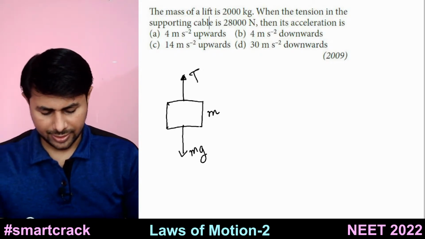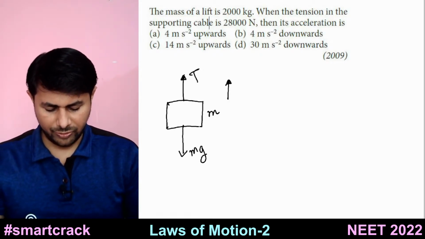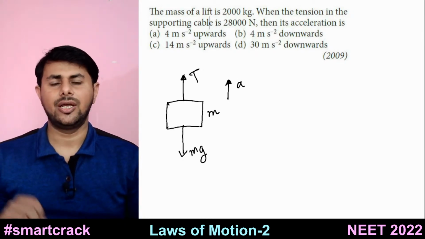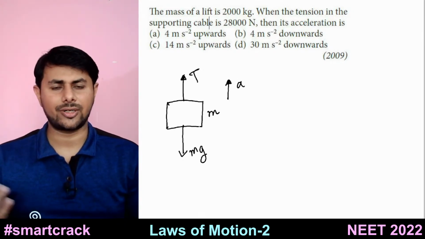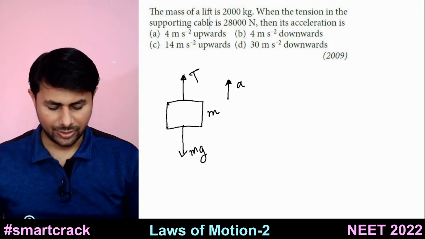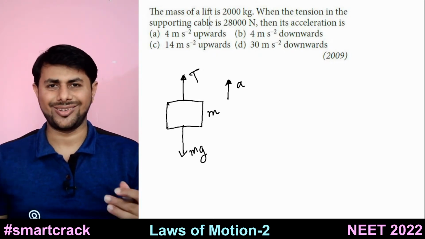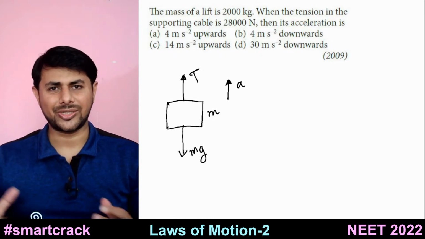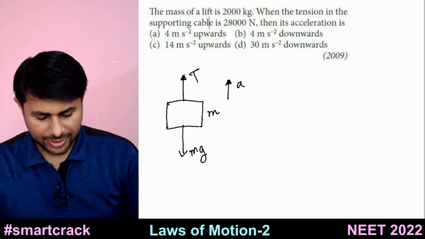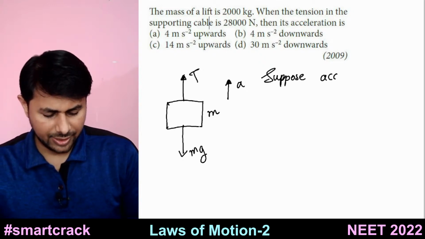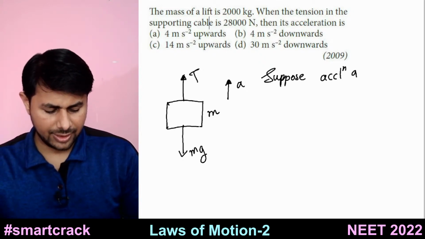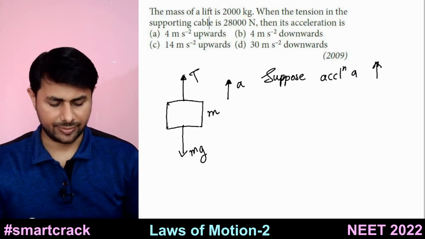Okay, so let's suppose it accelerates upwards. If we are correct with the direction, our answer will turn out to be positive. If we are wrong, then the answer will turn out to be negative. Does not matter. In any case we will come to know what the answer is. So let's suppose acceleration is a in the upwards direction.